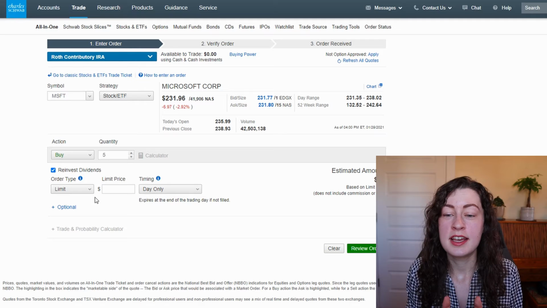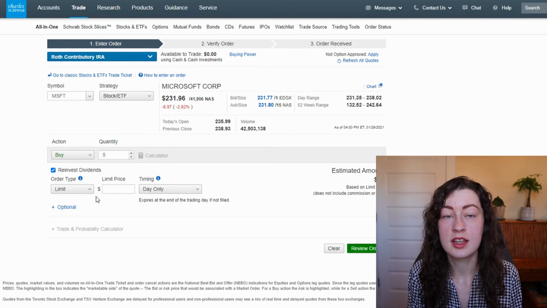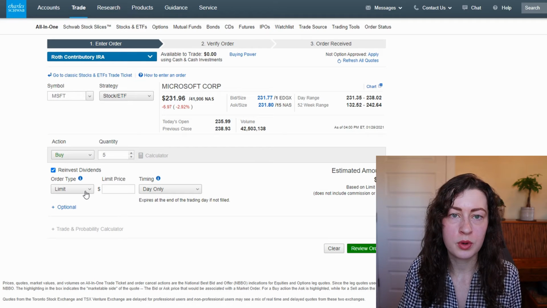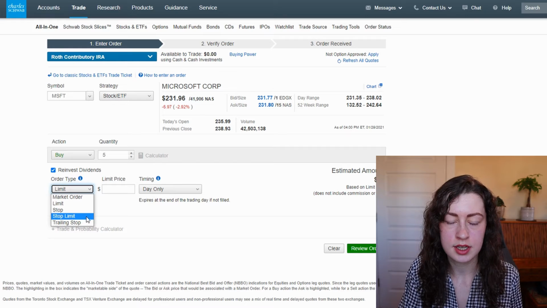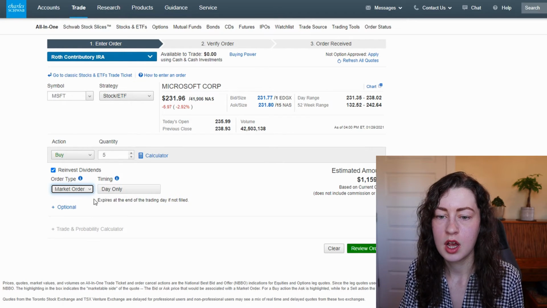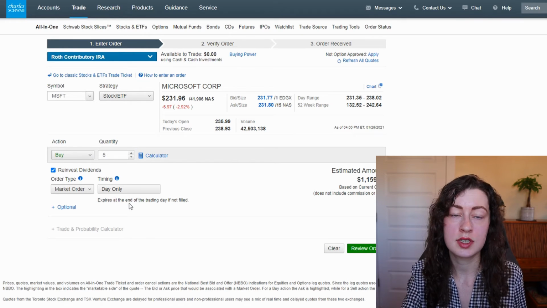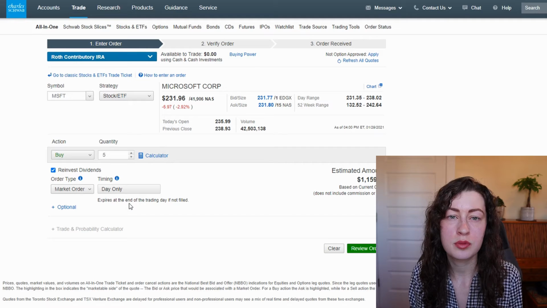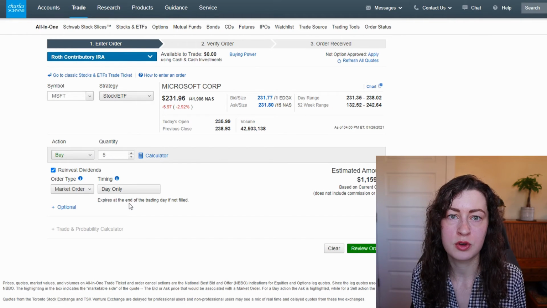And then finally, the final section that we need to tell Schwab what to do is on the order type. So there's a few different order types. You have market order, limit, stop, stop limit, and trailing stop. Probably the most common one and the easiest one to understand is market order. What this means is you're willing to buy the shares at the advertised price. You want the trade to go through pretty much as soon as possible, so you're just going to buy whatever price is being shown currently.